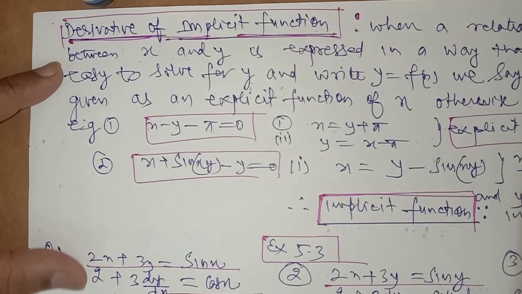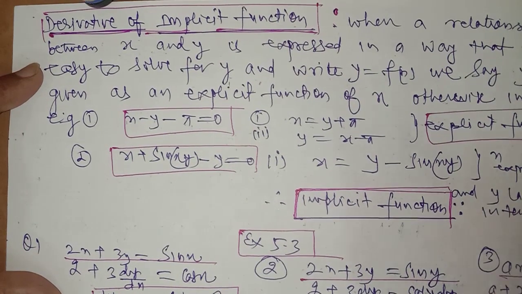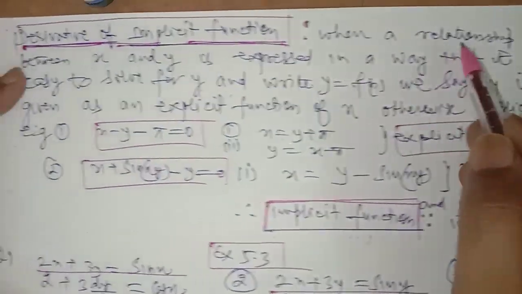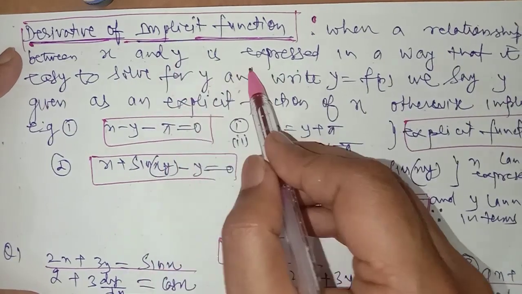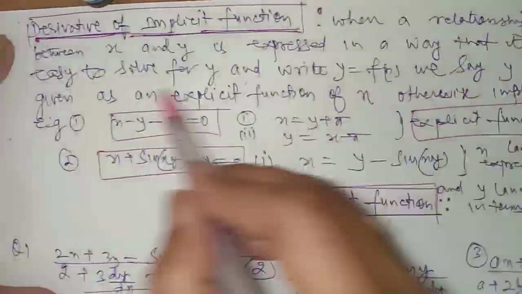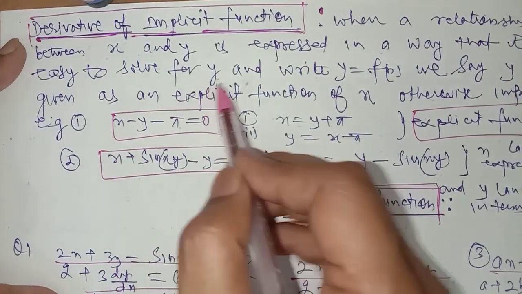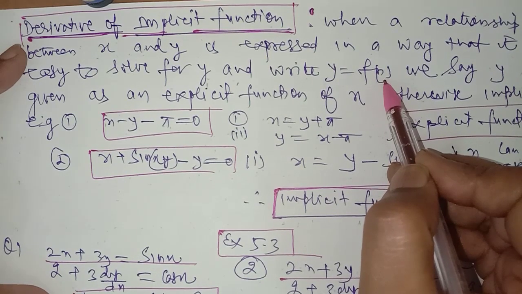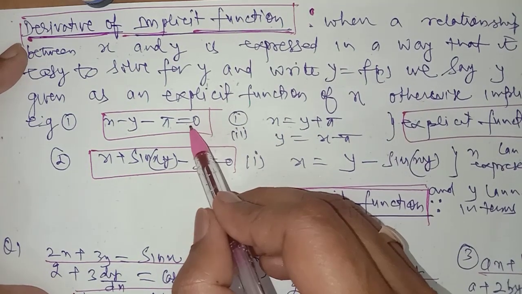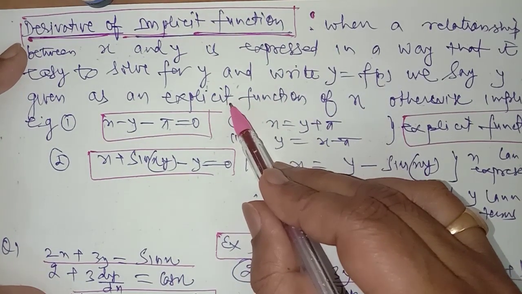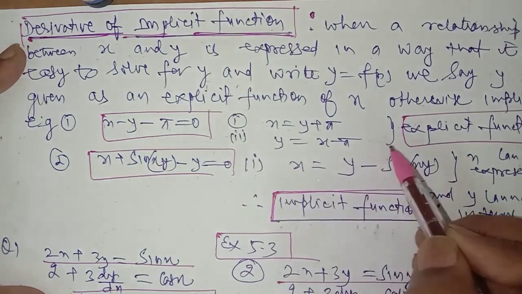In the next exercise, we have the derivative of the implicit function. So first of all, you should know the meaning of implicit function. When a relationship between any two variables x and y is expressed in such a way that it is easy to solve for y and write y is equal to f(x), or in easy language, if we can express y in terms of x or x in terms of y, then the function is said to be explicit, otherwise it will be implicit.